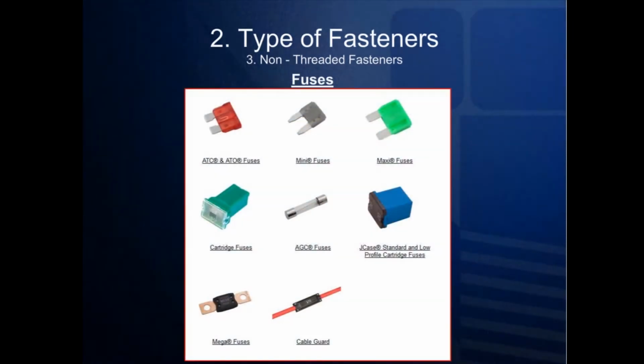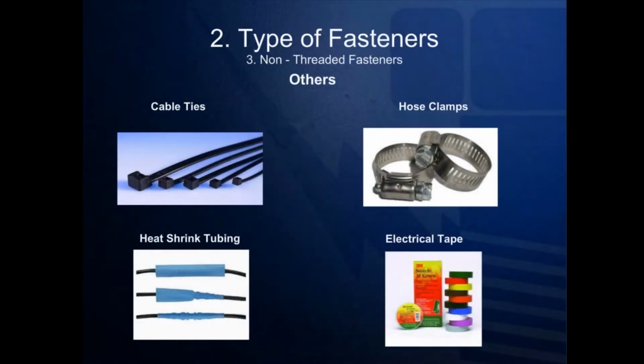Here is a small selection of the different types of fuses. Most commonly found in truck repair shops are ATC and ATO fuses, mini fuses, maxi fuses, cartridge fuses, the old school AGC fuses, as well as a few other types. Other types of non-threaded fasteners that are commonly found in pull-out trays include cable ties. Cable ties are a very versatile type of fastener that come in other forms, but most common sizes include 4-inch, 6-inch, 8-inch, 10-inch, 12-inch, and 15 inches.